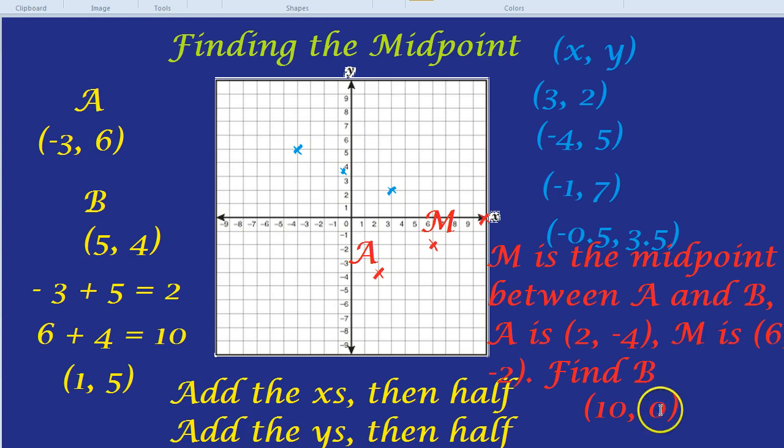This example is slightly rarer, where they give you the midpoint and you have to find another coordinate. More often, you simply have to find the midpoint. And to do that, as you're kind of sick of hearing by now probably, you simply add the x's, divide by 2, add the y's and divide by 2, and that is how to find the midpoint.